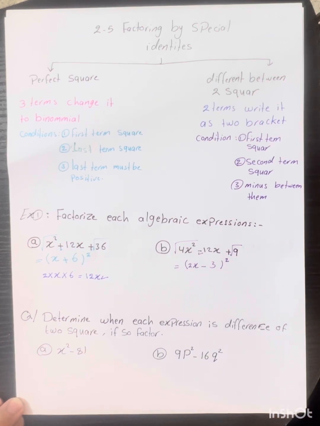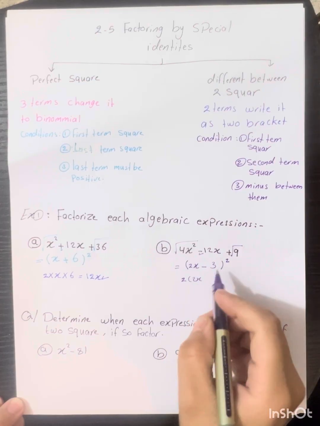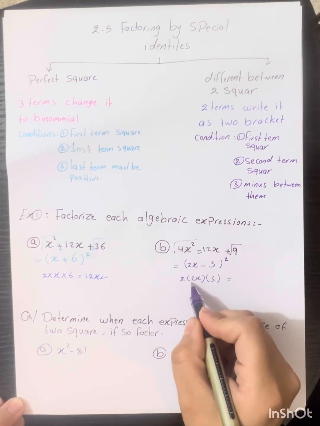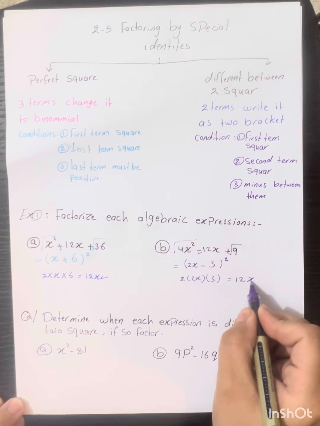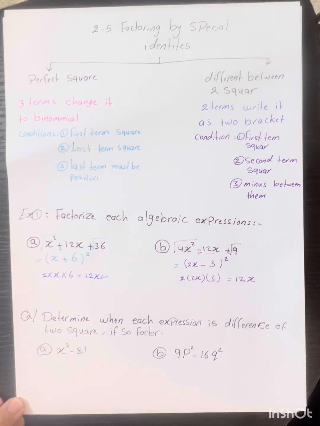Again, we need to check our answer. 2 times first term times second term: 2 times 2 is 4, 4 times 3 is 12x. Do we get the middle term? Yes, we get it, so the bracket is correct.